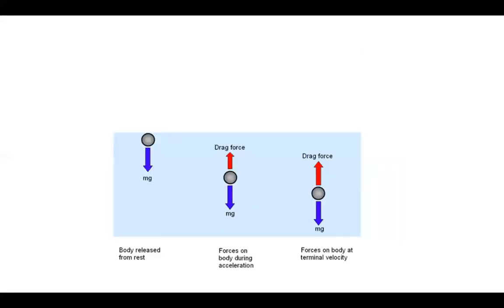So here's another diagram of the forces acting on an object as it falls through a gas or a fluid. So weight, if it's dropped from rest, weight is the only thing acting on it. As the velocity of the object increases, the drag force will increase accordingly. Eventually, the drag force will balance the weight. At that point, the object will no longer accelerate and it will continue to fall at a constant velocity. And this constant velocity has a special name, terminal velocity.